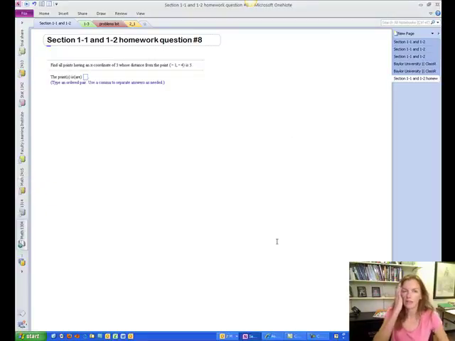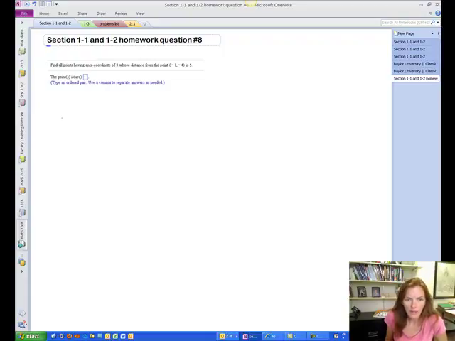Hey guys, I want to take a second to look at section 1.1 and 1.2 homework question number 8. It said find all points having an x-coordinate of 3 whose distance from the point (-1, -4) is 5. Okay, and so let me get, I think I have a pen on this.